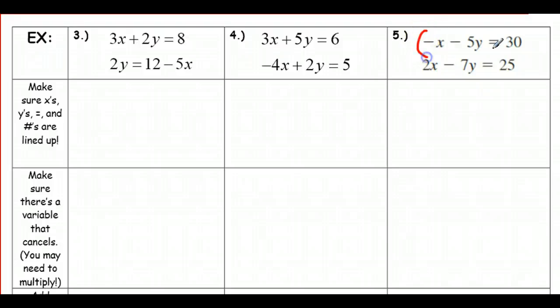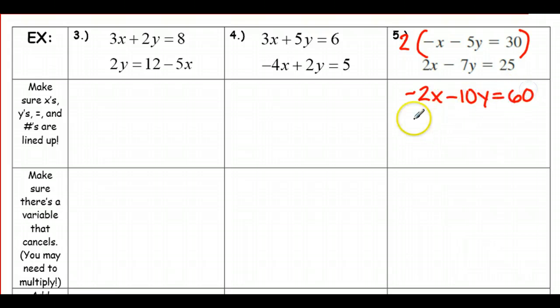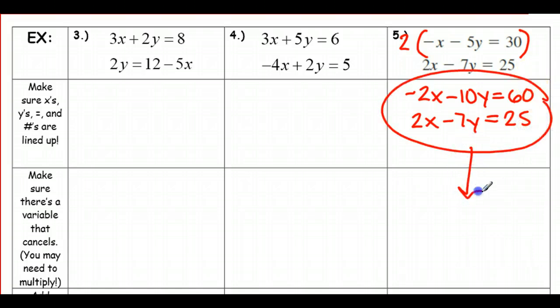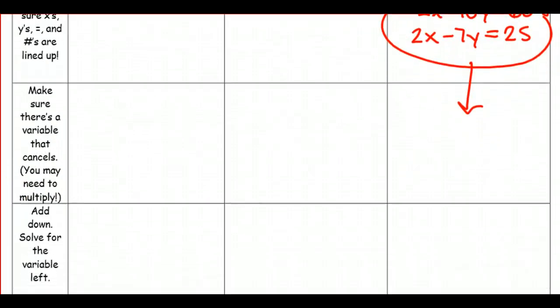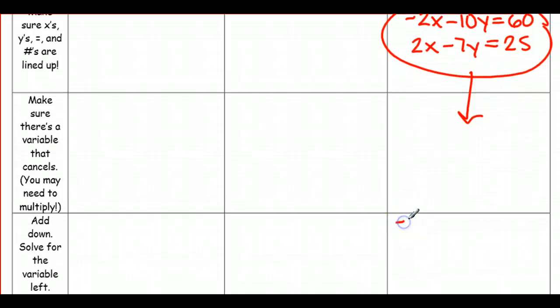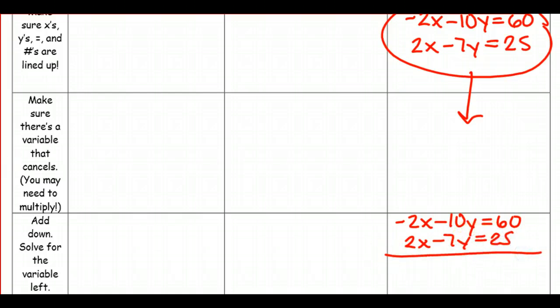I'm going to take the entire top equation and just multiply it by 2. When we do that, we're going to get negative 2x minus 10y equals 60. And with the bottom equation that didn't change, I now have opposite coefficients. And I just realized that I did step 2 in step 1's box, so that really goes there. Alright, so now we move on to step 3, where we're going to actually combine the two equations. So in step 3, we've got negative 2x minus 10y equals 60, and 2x minus 7y equals 25. So we're going to go ahead and add them.